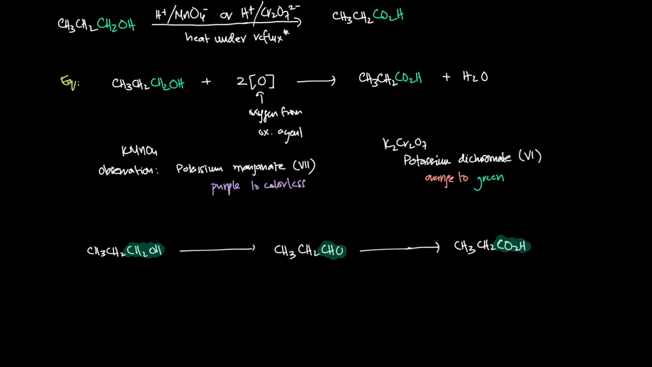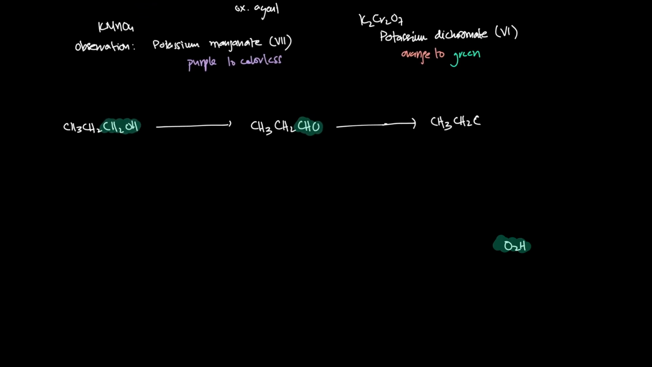Now, if I heat under reflux, I'm allowing the oxidation to take place all the way. I'm allowing completion of the reaction, which means that carboxylic acid will be produced, because heat under reflux means that the reaction will keep on happening until you reach the final oxidation product, which is the carboxylic acid. I'll show you how that works in just a second.